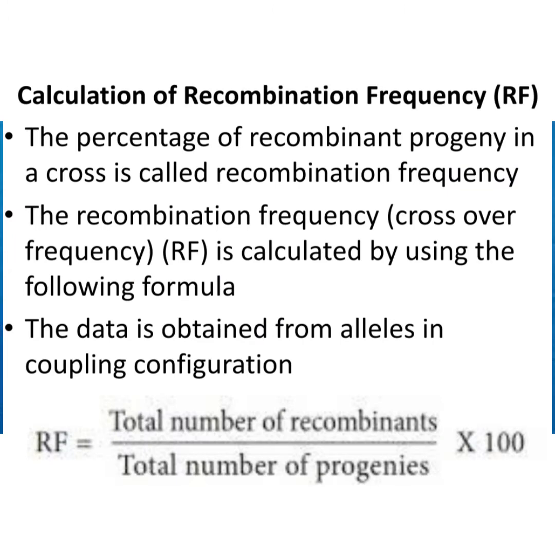How to calculate the recombination frequency? The percentage of recombination progeny or recombinant progeny in a cross is called recombination frequency. The recombination frequency or crossover frequency, otherwise represented as RF, is calculated by using the following formula. The data is obtained from the alleles in the coupling configuration. RF is equal to total number of recombinants divided by total number of progenies into 100.